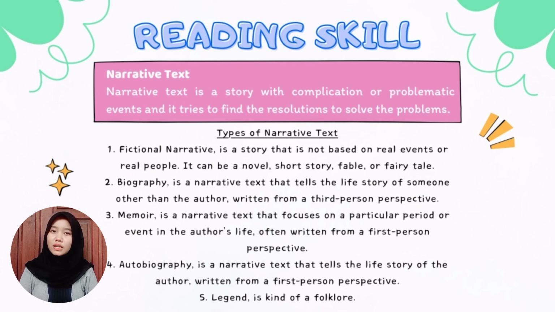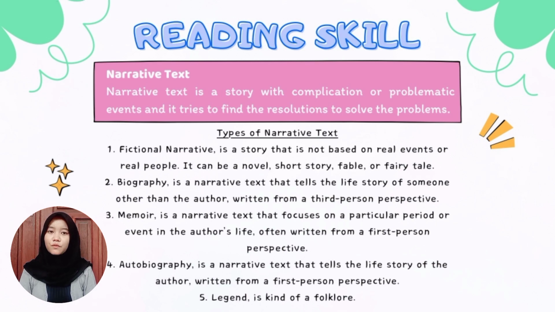Types of narrative text. The first one is fictional narrative. It's a story that is not based on real events or real people. It can be a novel, short story, fable, or fairy tale. Second is biography. It's a narrative text that tells the life story of someone other than the author, written from a third-person perspective. And the third is memoir.